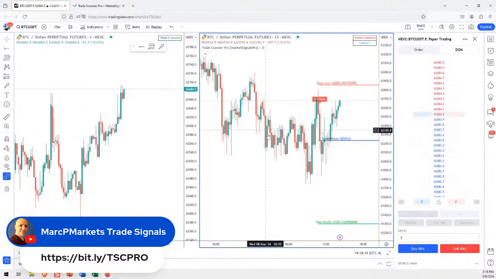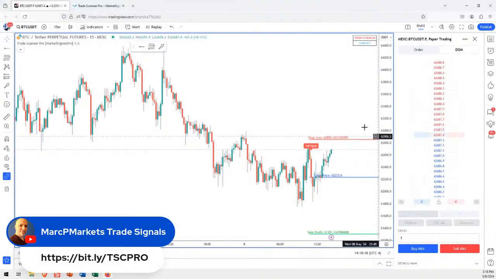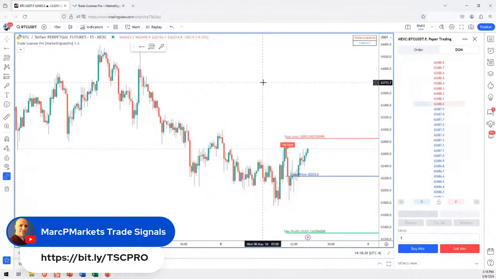Now, what we're going to do first is we're going to look at the larger time frame, right? This here is the 15-minute chart. We're going to use this time frame to define our trend, and then we're going to use the smaller time frame to take trades on the side of the bigger picture trend. This helps to stack probabilities in your favor.